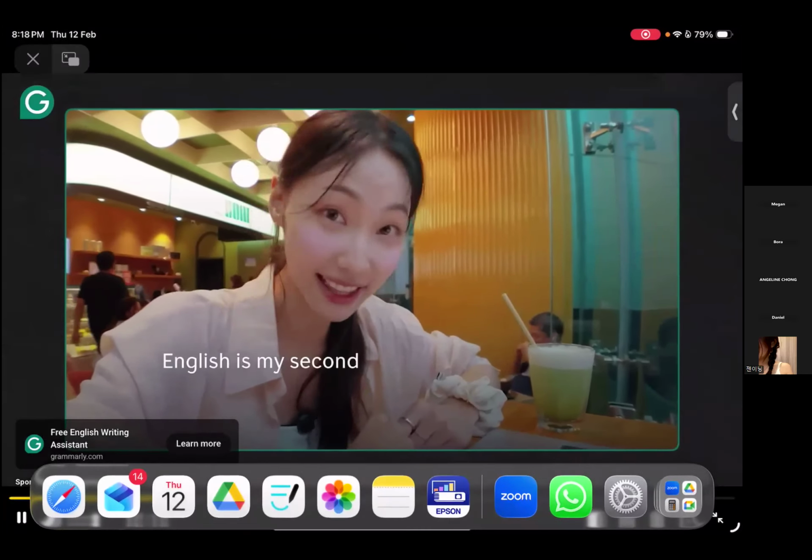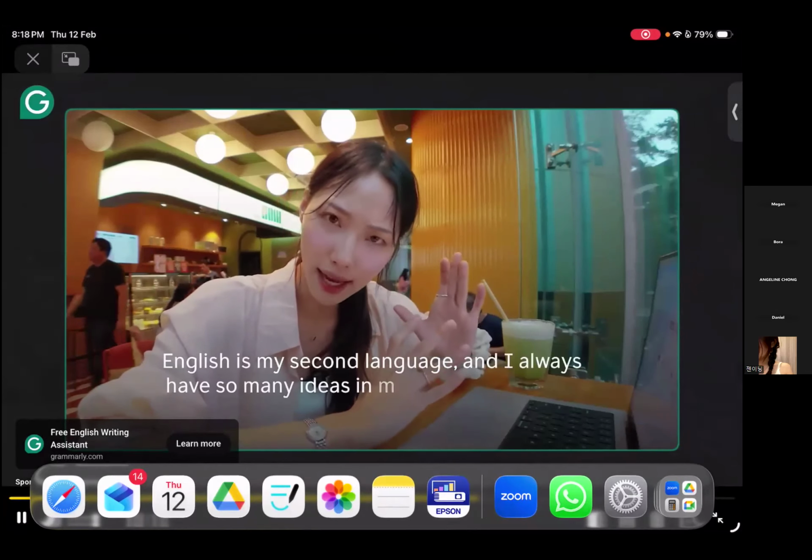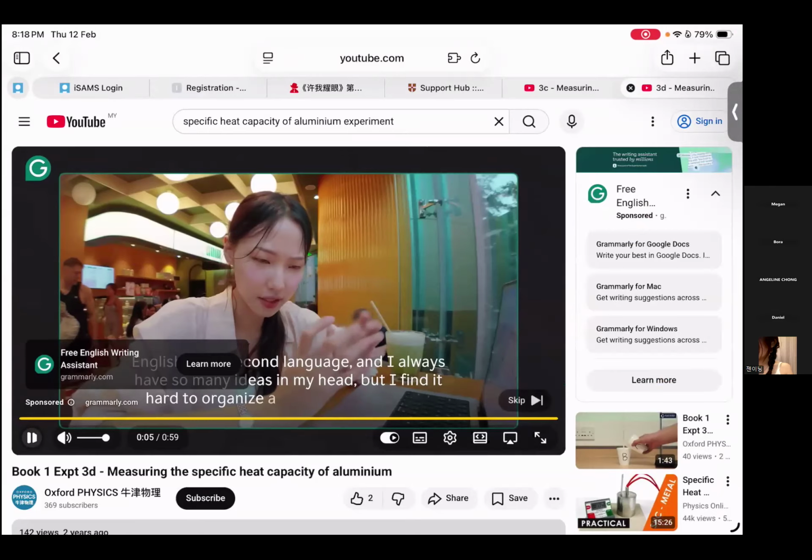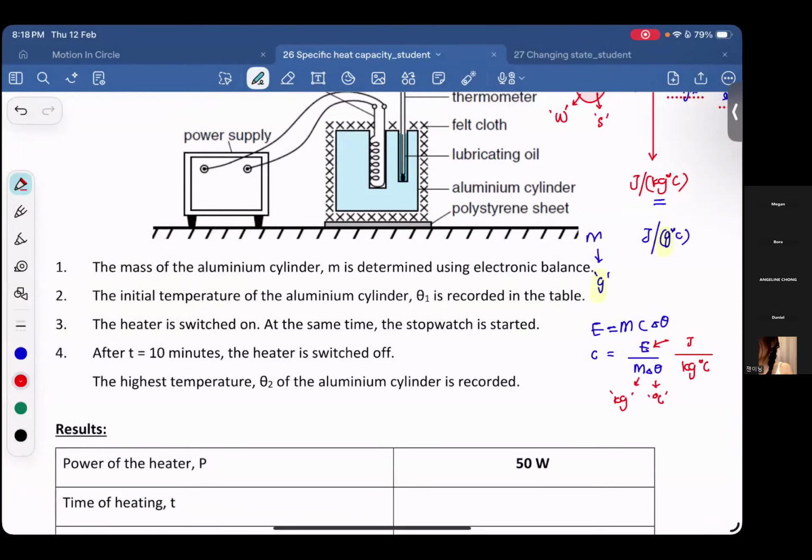Okay. English is my second language, and I always have so many ideas in my head, but I find it hard to organize. Okay, so come back to here.